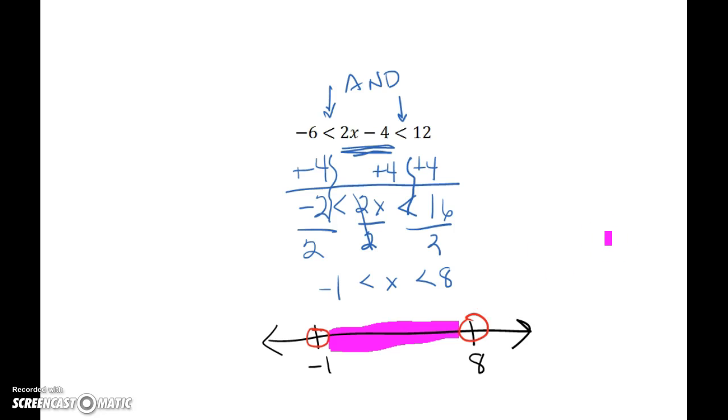So those are the two different kinds of AND inequalities that you can have. Be careful. Make sure that you read the inequality carefully to see which kind it is. AND inequalities go towards the center, OR inequalities go away from the center.